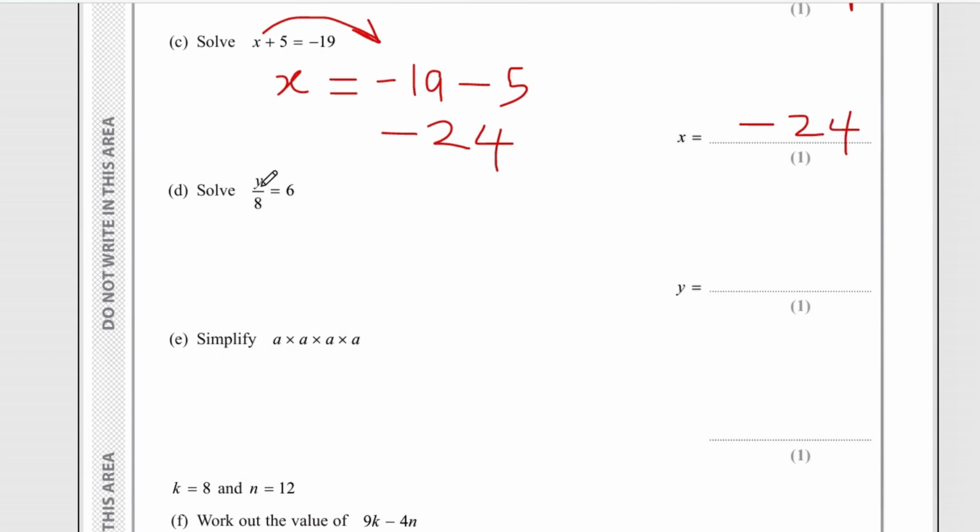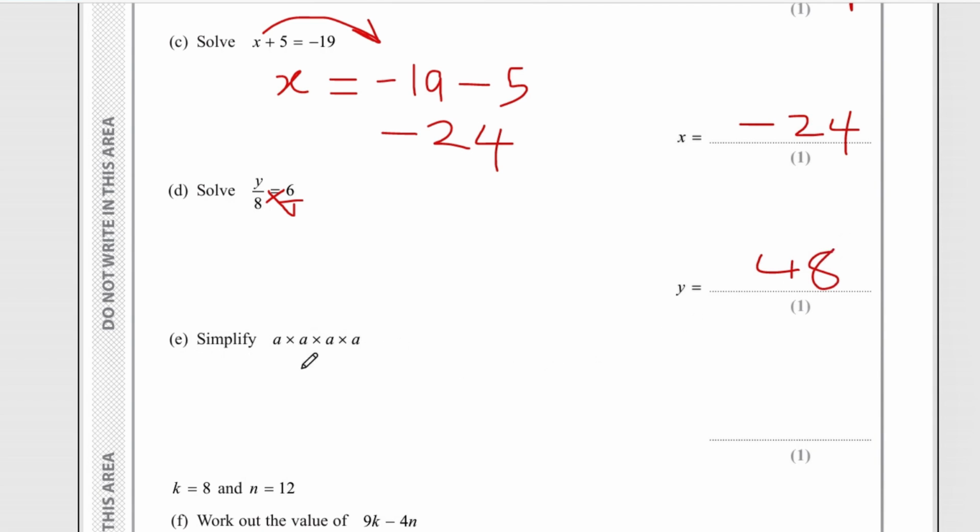Then the next one, y over 8 is equal to 6. When you see division, you have to do multiplication. So you can just cross multiply. Okay, y times 1 is equal to 8 times 6. And 8 times 6 is 48.